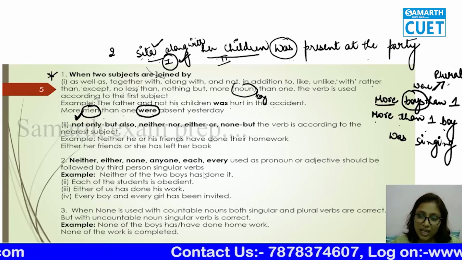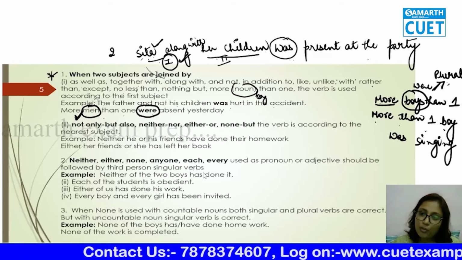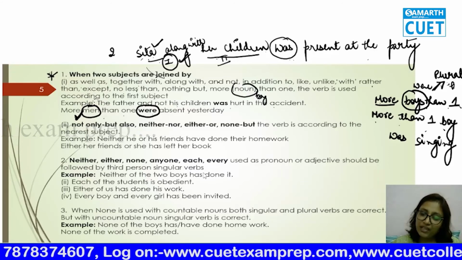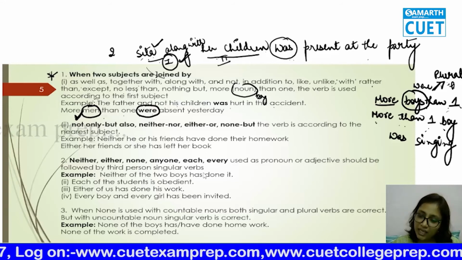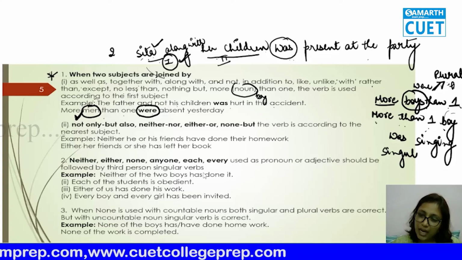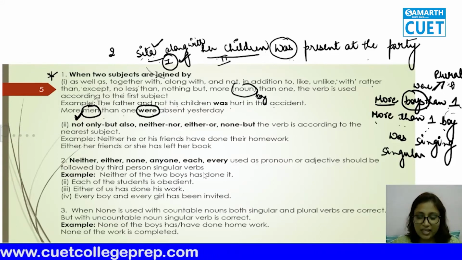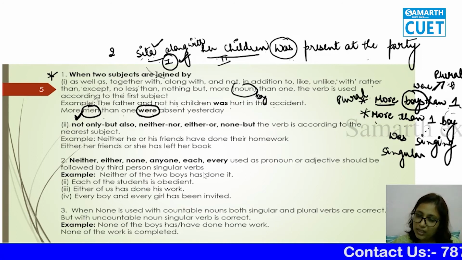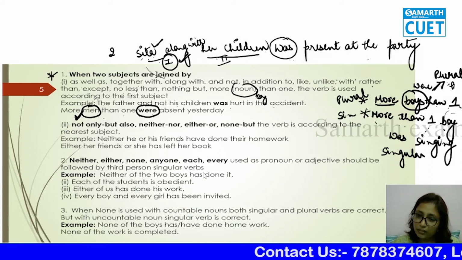So you understand, if we have it this way, more noun than one, then we are going to use a plural verb. But if we have more than one noun, then we are going to use a singular verb. I don't think I have put it anywhere in the slide, so please note it down at least. The difference between more noun than one and more than one noun: this takes plural, this takes singular.